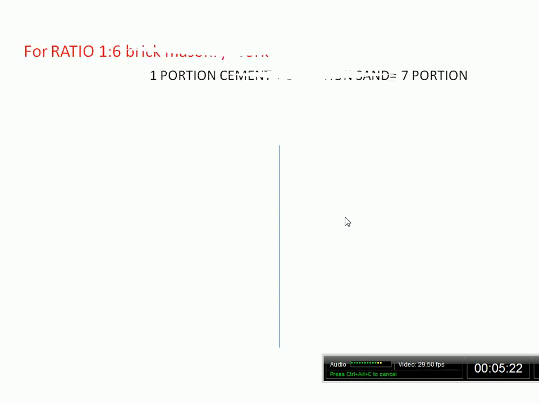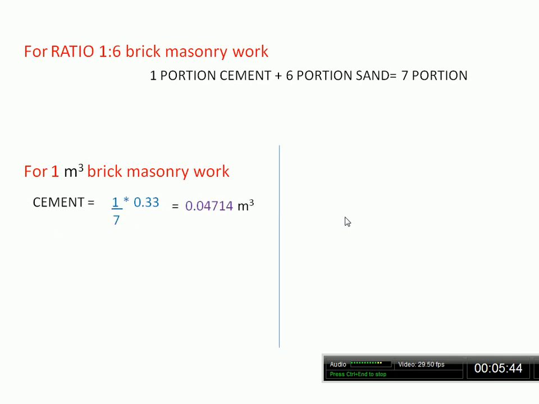Now we find out the quantity of cement and sand. Here we consider the ratio of brick masonry is 1:6, that means 1 portion of cement and 6 portions of sand, equal to the total 7 portions. Now for 1 m cube brick masonry work, the quantity of cement is equal to 1 portion of cement divided by the total portion 7 multiplied by 0.33, the volume of mortar for 1 m cube, and we get the answer 0.4714 m cube.